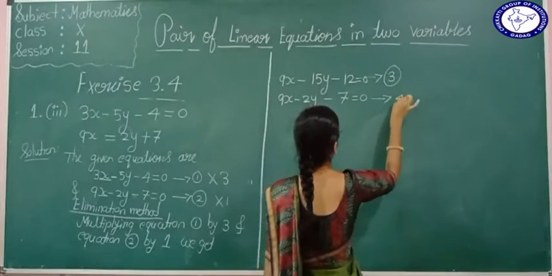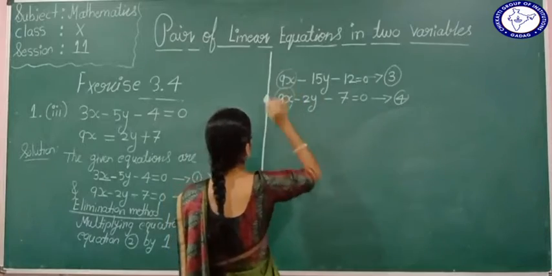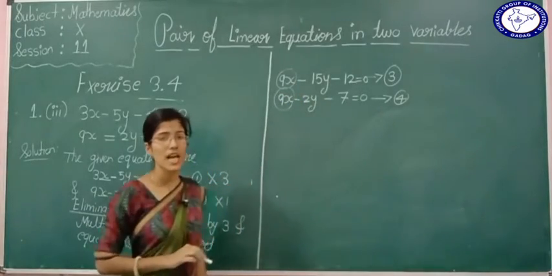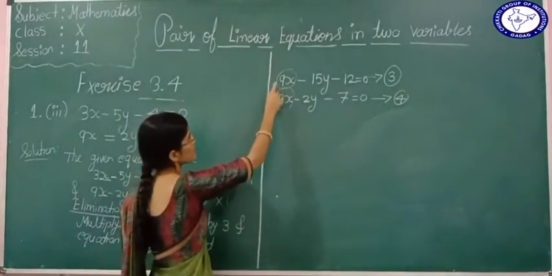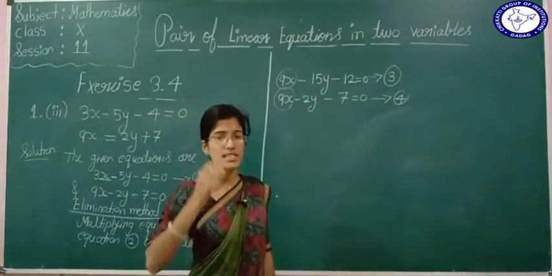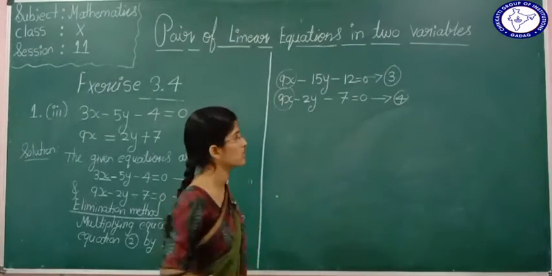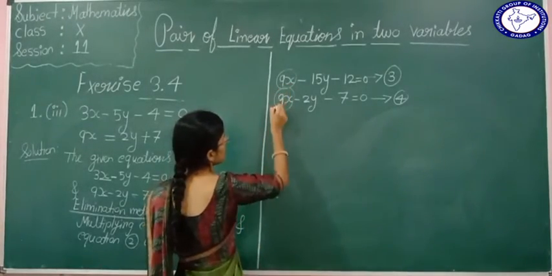This is equation number 4. So now students, here I want to eliminate x. The signs are same here, plus 9x, plus 9x. If the signs are same, what I told, we should have to subtract. Yes, we should have to subtract the equation.